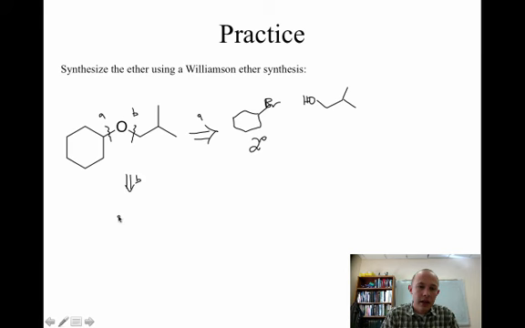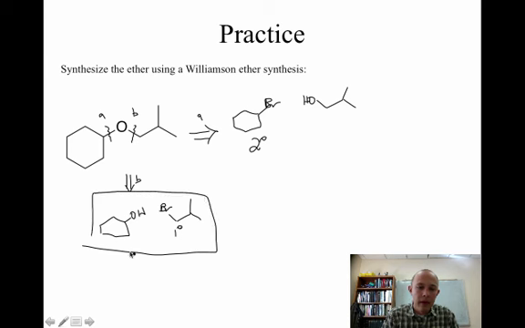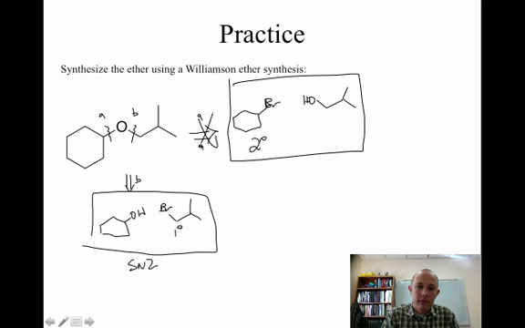Let's look at bond B. Well, now we're forming this bond, so we started out with a secondary alcohol and a primary bromide, which is not going to undergo elimination, so this is probably the best way to do it. Since this will favor SN2 pathway, the other one would not give us what we want. It would give us an E2 pathway instead.